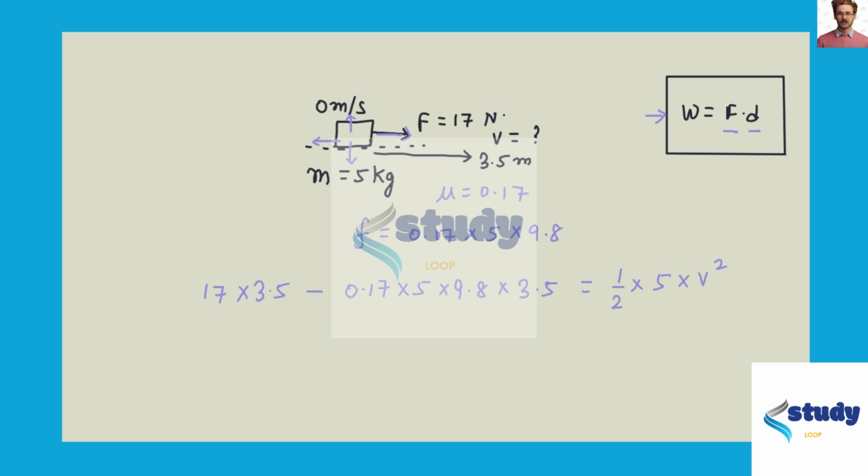times 3.5, and we multiply this by 2 and divide by 5, and then take the square root of the entire expression to get v as approximately 3.5 meters per second. And that's the answer.